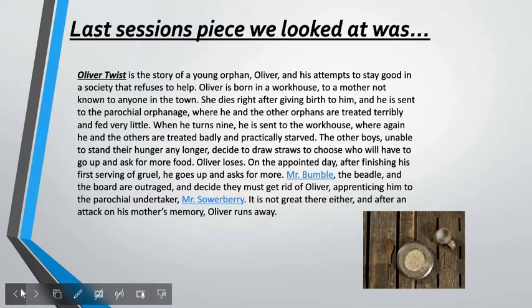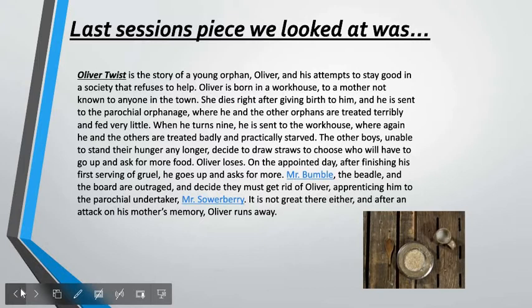Mr. Bumble, the beadle, and the board are afraid and decide they must get rid of Oliver, apprenticing him to the powerful undertaker, Mr. Sowerberry. It is not great there either, and after the attack on his mother's memory, Oliver runs away.